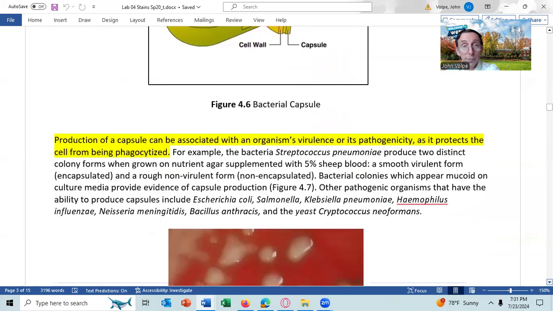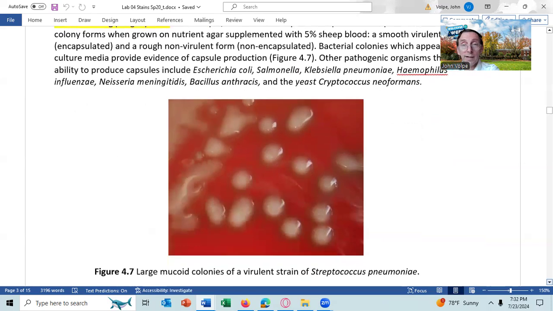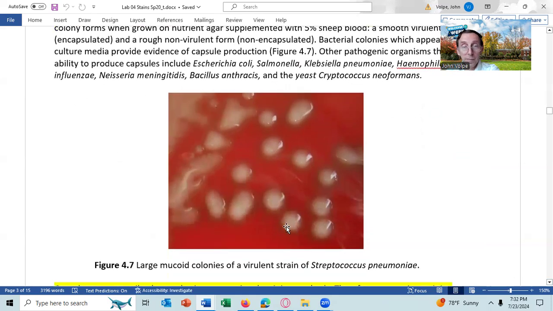Production of a capsule is important because it can be associated with an organism's virulence or its pathogenicity. The capsule helps protect the bacteria from being phagocytized by a white blood cell. If you're growing cells on a petri dish and the colonies look mucoid or mucus-like, that's because the cells have a capsule. Cells that have a capsule tend to have colonies that look mucoid like that.